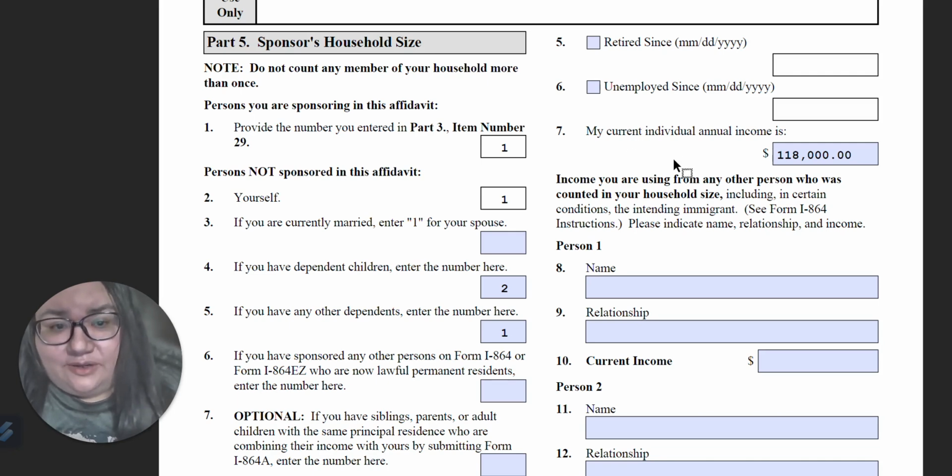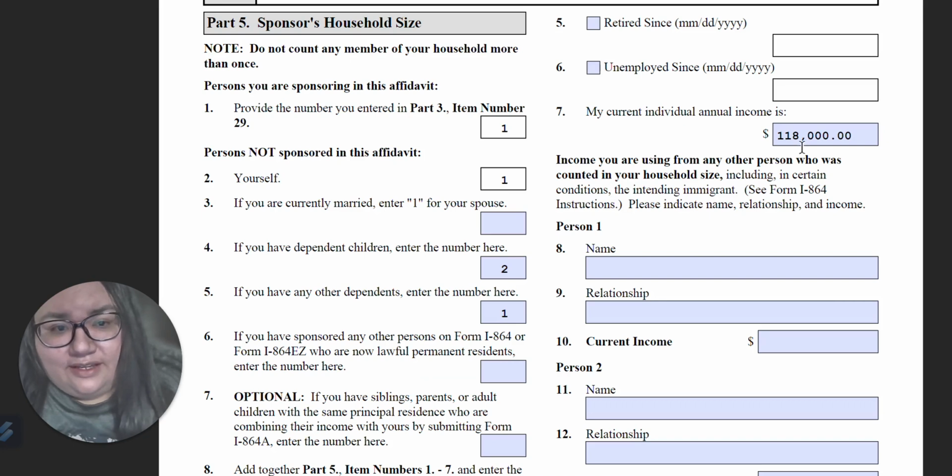Again, individual income, input your income before they take away taxes. This is not your net, it's going to be your gross income. So before any taxes or deductions are taken out of your paycheck, that's what you're going to input here. So in our scenario, Jose is earning $118,000 as a pilot. That is his salary. Now, for Jose, he is earning well enough to sponsor a family of 5.